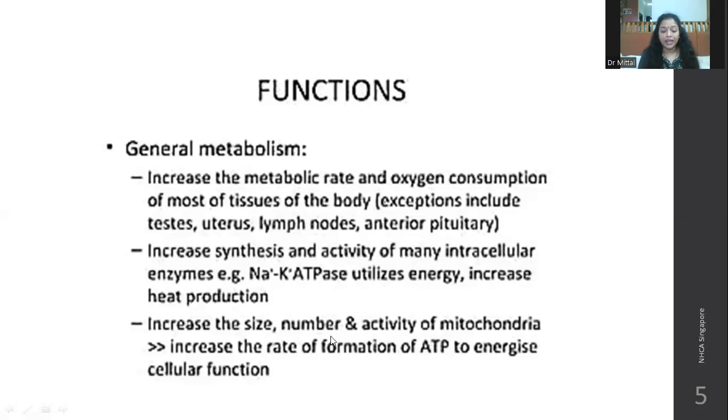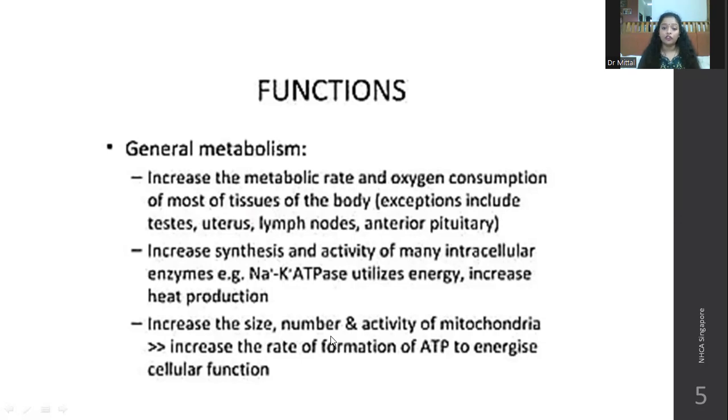Increased size and number and activity of mitochondria. Mitochondria is called the powerhouse of the cell. Why powerhouse of the cell? It is able to produce energy. Mitochondria is able to use ATP, adenosine triphosphate, and break down the ATP into ADP, adenosine diphosphate. In that situation, energy is produced. So this breakdown of ATP into ADP takes place in the mitochondria.